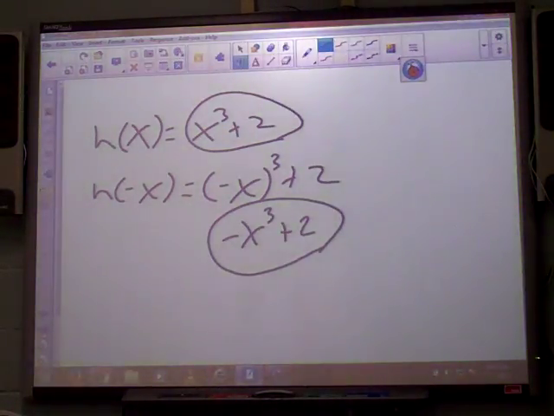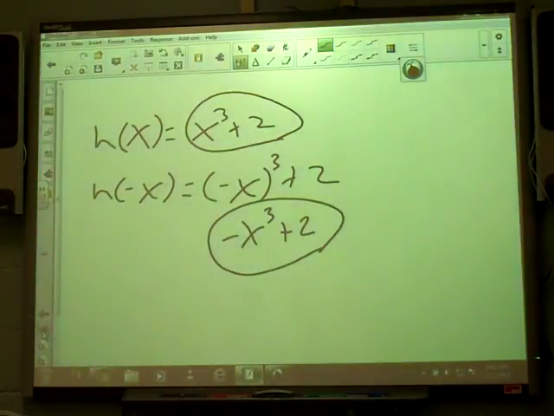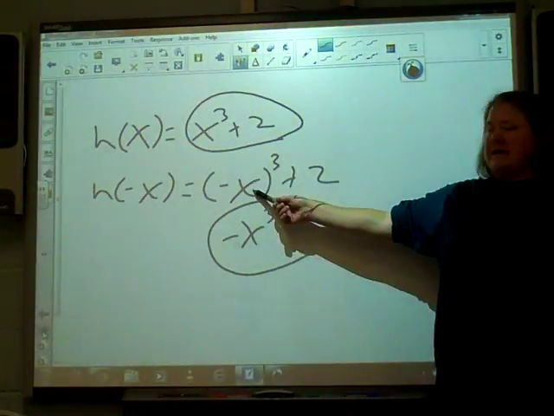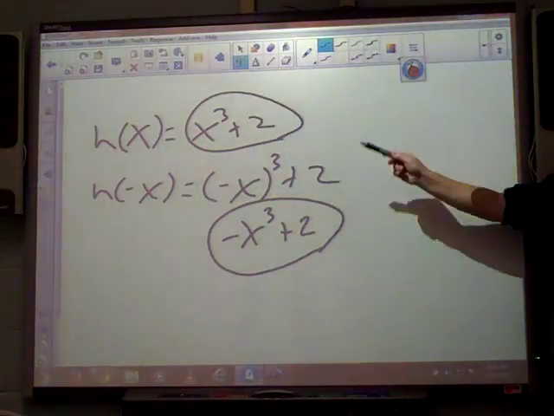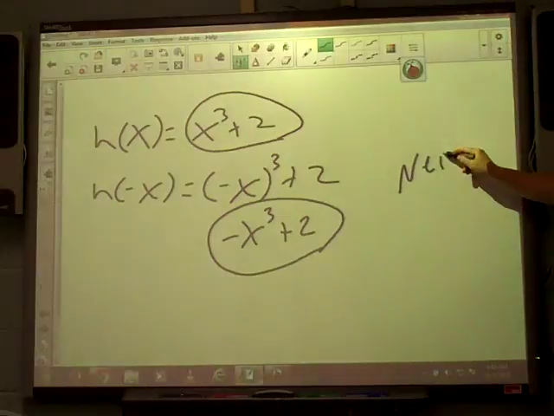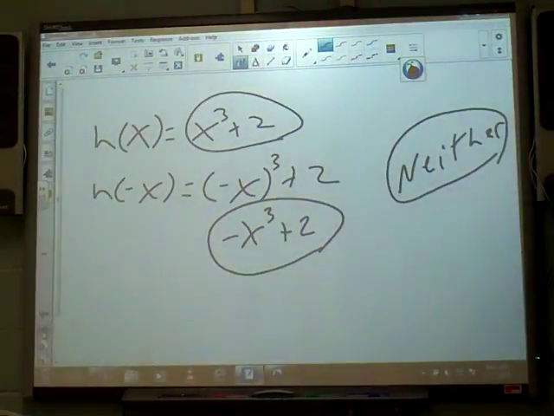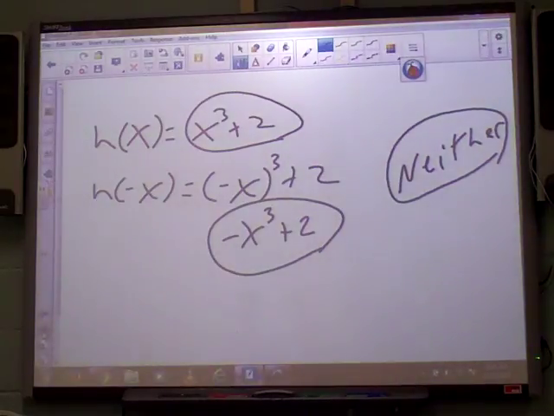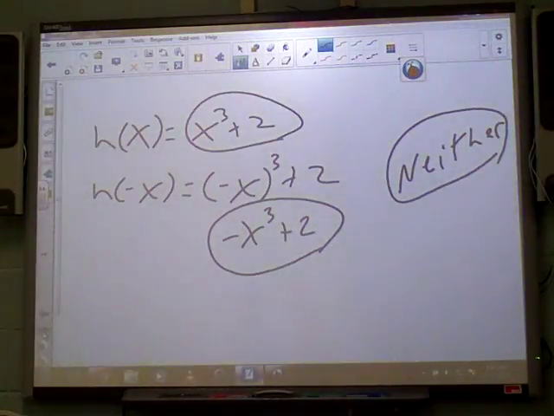Wait, I thought when you did a negative x times... I thought that was supposed to be a positive. But a negative times a negative times a negative stays negative. Oh, yeah, okay. So it's not the same, they're not opposites, so this one is neither odd nor even. So that just means it's not going to have symmetry on the y-axis or the origin. Might not have any symmetry at all. Some things don't.